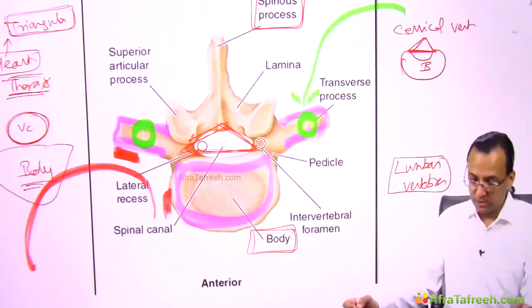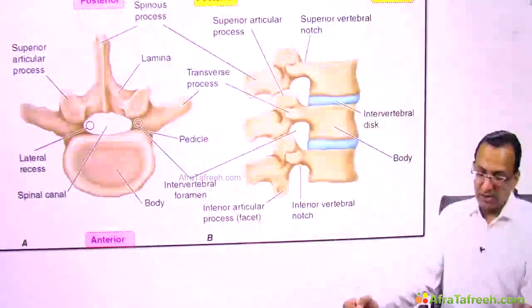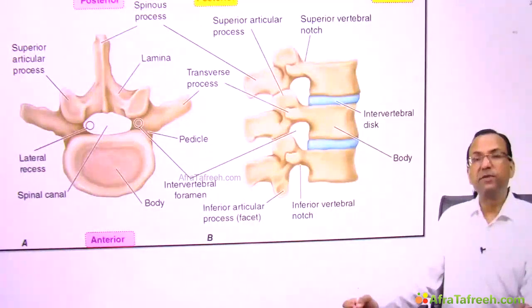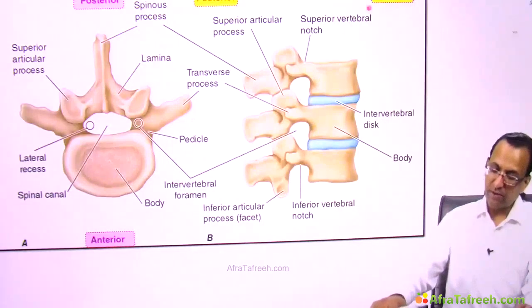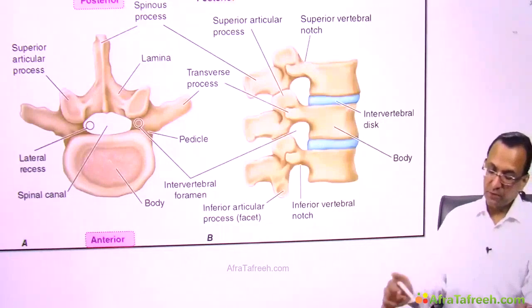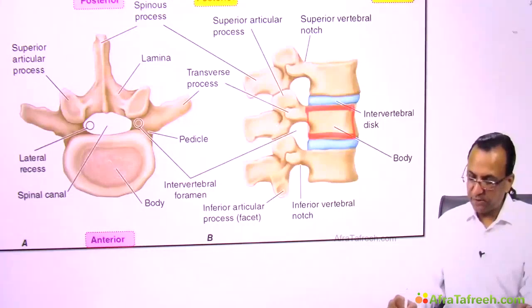Yes, we'll do it. But look at that vertebra from the side view. Now this is the side view of the vertebra. Where is anterior? That is anterior. The body is anterior. And where is the spine? The spine is there, posterior. So the body is anterior.